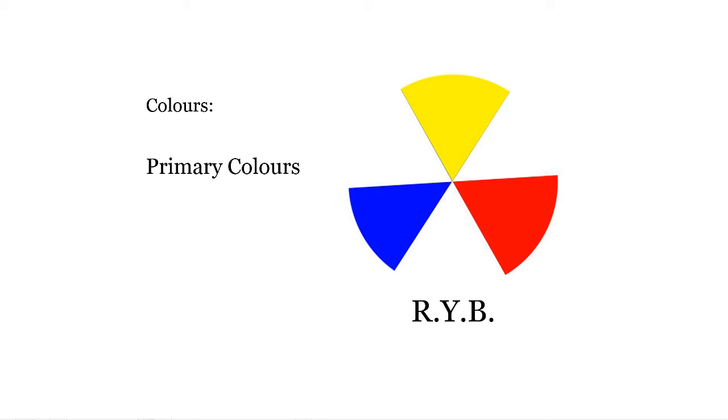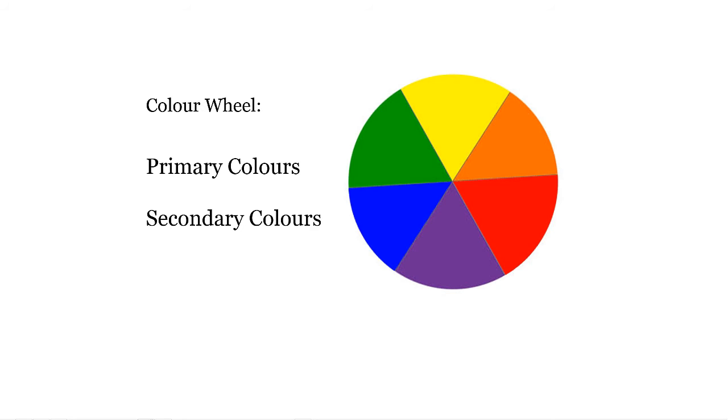So we have the red, yellow, and blue that makes up the primary colors on print. When you mix these colors, you'd get secondary colors. Mixing the blue and yellow gives you green. Mixing the red and blue gives you purple. And mixing yellow and red gives you orange.